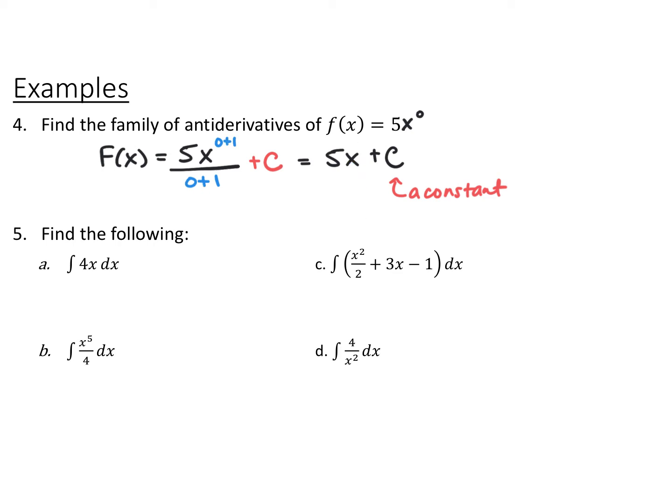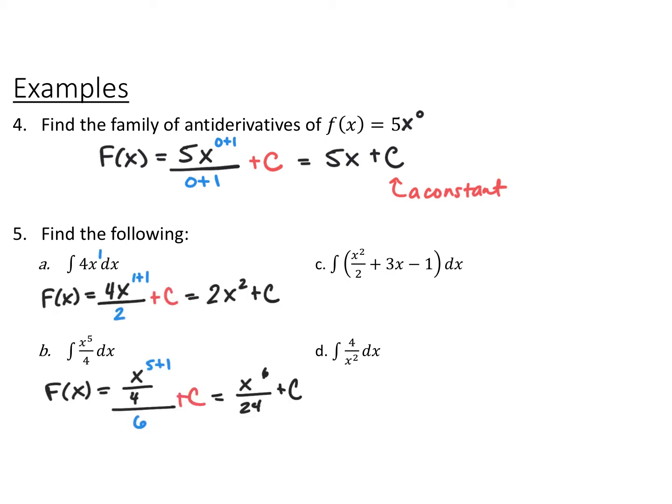So what function, when I take the derivative of it, equals 5? Well, that would be 5x. But then I could have had any constant on the end, because the derivative of a constant is 0. So we have to take into account the possibility that it's there. So our family of antiderivatives would be 5x plus c, where c is a constant. So go ahead and pause the video and try A and B for the next example.